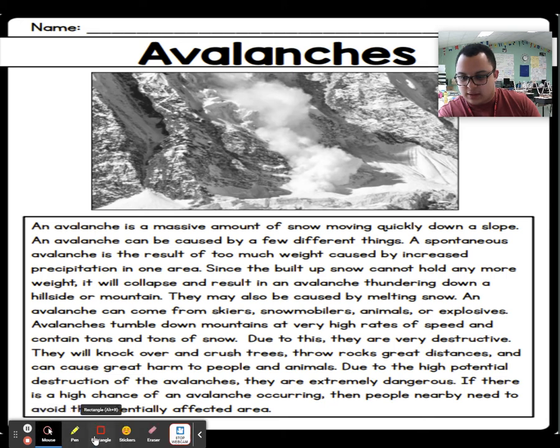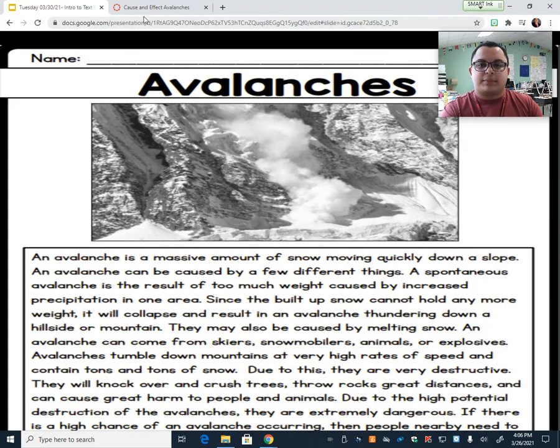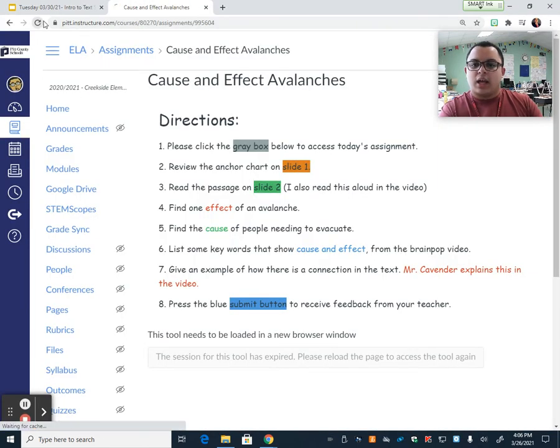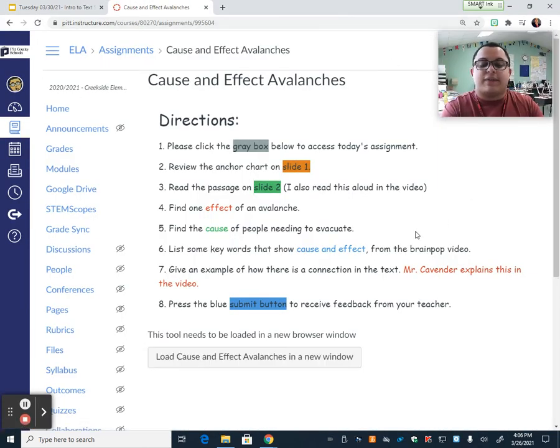let me turn this pen off. How do I do it? All right. In your assignment today, you have to fill out a graphic organizer. So it says, please click the gray box below to access today's assignment. Review the anchor chart on slide 1. Read the passage on slide 2. I just read the passage. It's avalanches. Find one effect of an avalanche. Find the cause of people needing to evacuate.